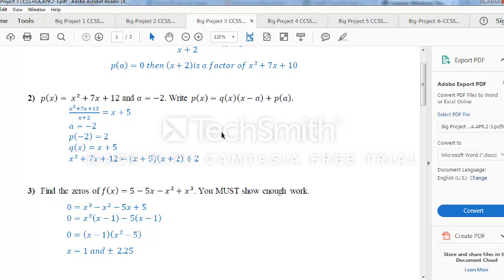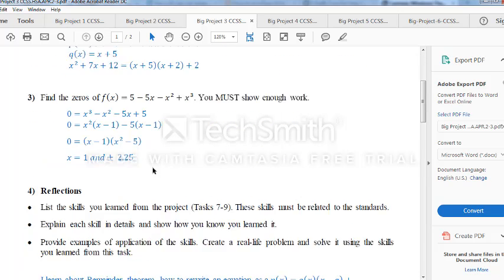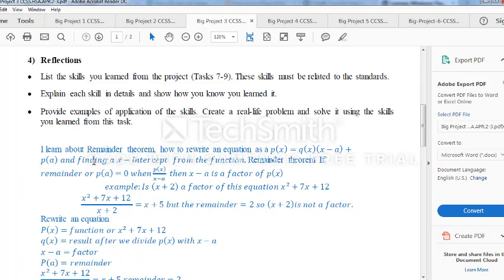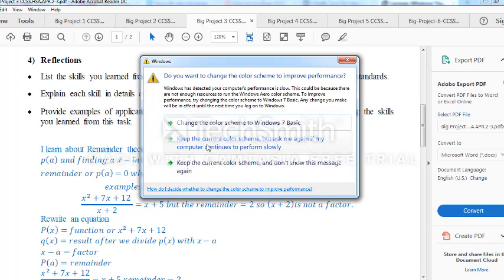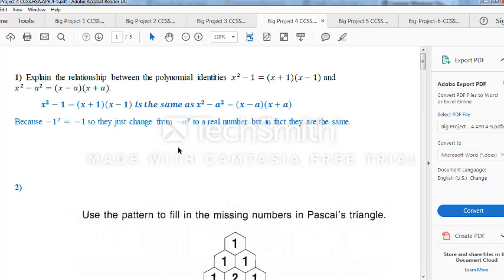For number 2, it is the same thing, but instead of doing it with the numbers, we have to make a equal to negative 2. Same as number 3, for the reflection we have to use the remainder theorem, so we have to rewrite the equation. We find the x-intercept of the function, and we can see in the formula if there is an element that is not a factor of the numbers, as you can see in number 1 and number 2. Okay, that's it for project 3. Move on to project 4.